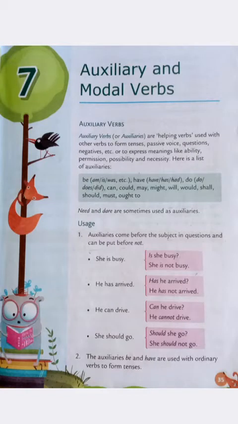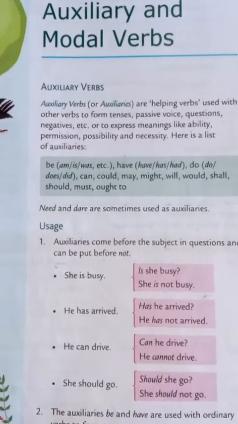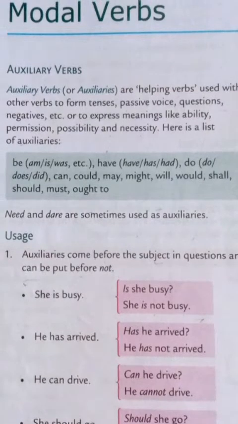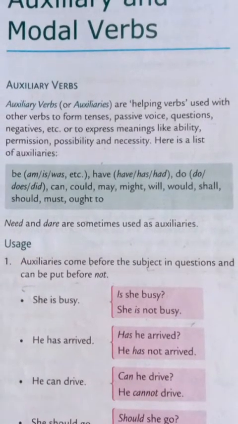Students, today we will start with lesson number 7, that is auxiliary and modal verbs. So let us see first what auxiliary verbs are. Auxiliary verbs or auxiliaries are helping verbs used with other verbs to form tenses, passive voice, questions, negatives, etc. or to express meanings like ability, permission, possibility, and necessity.